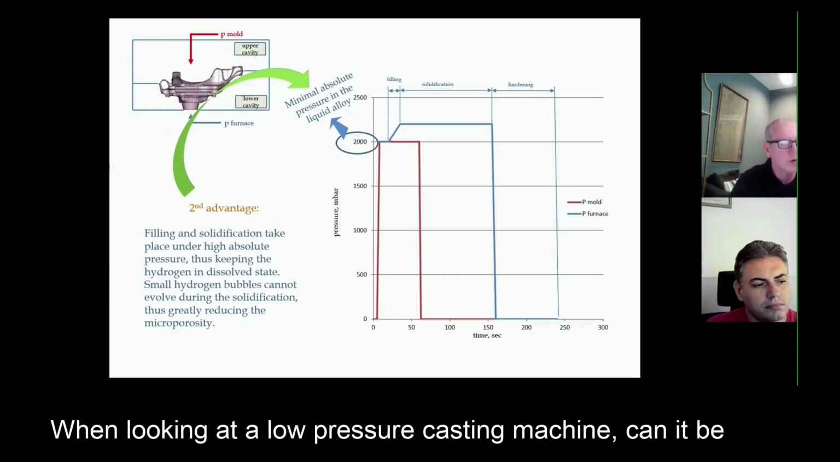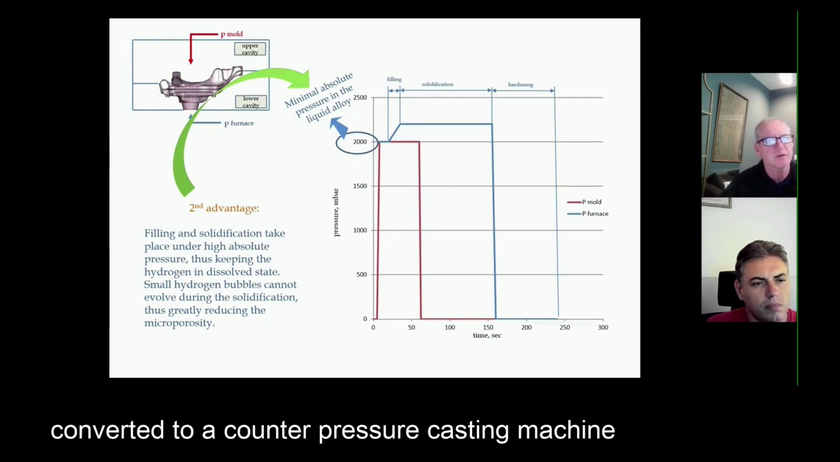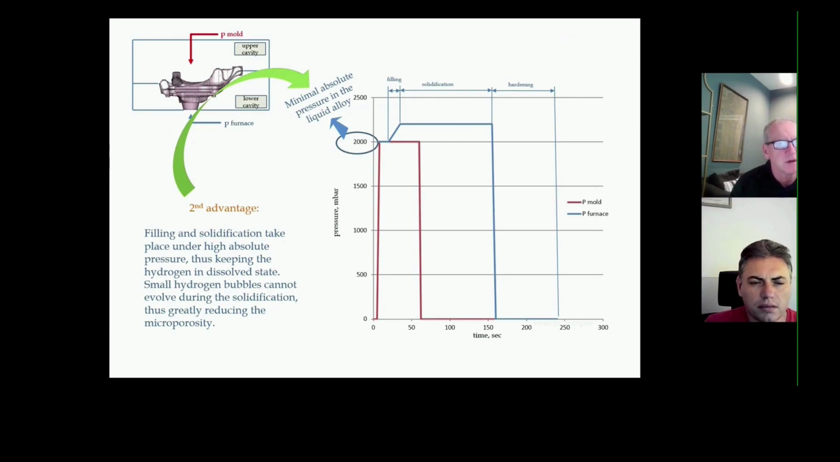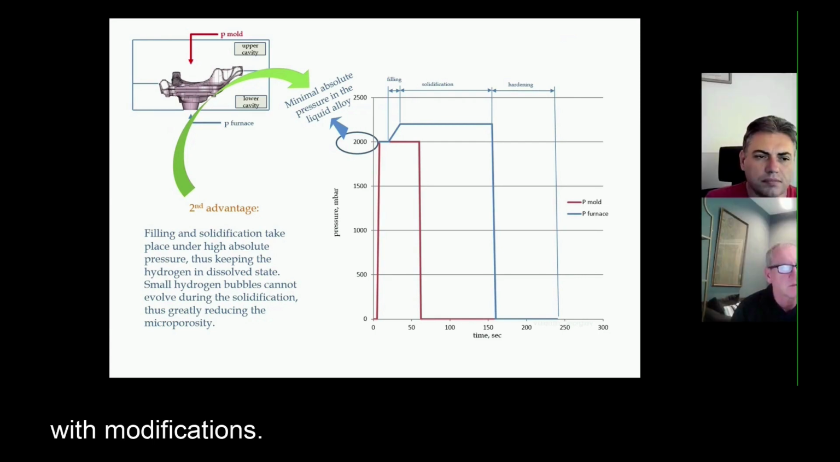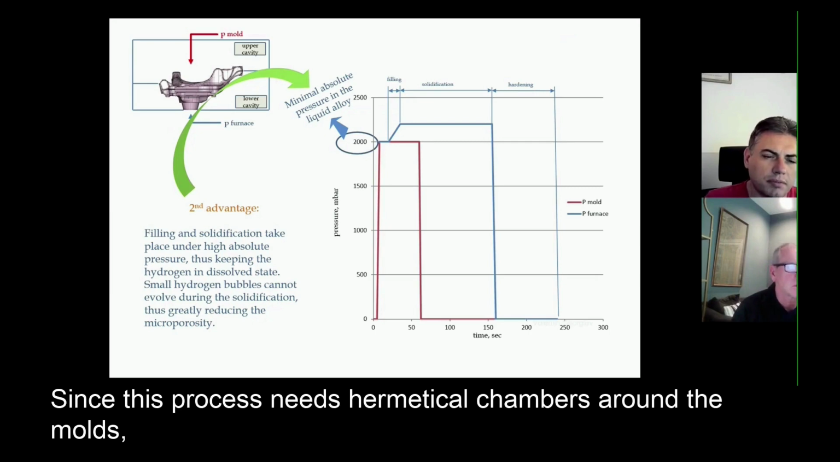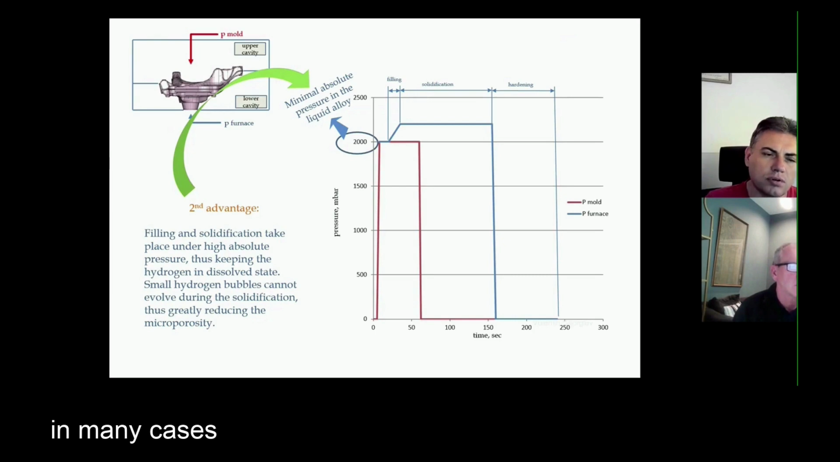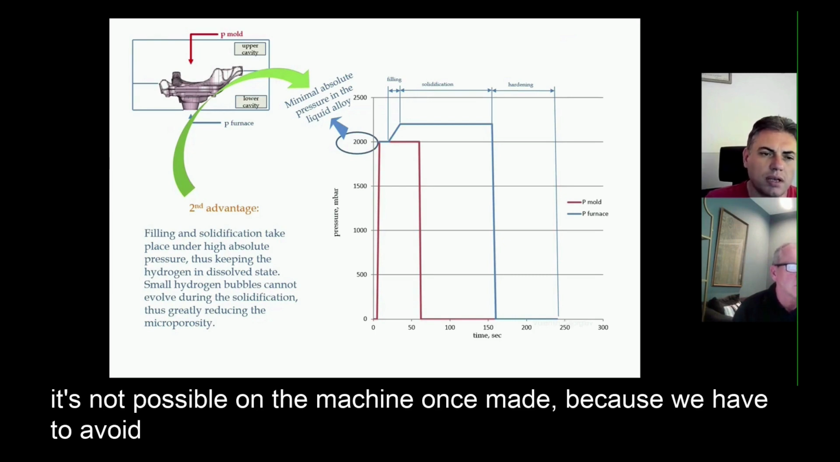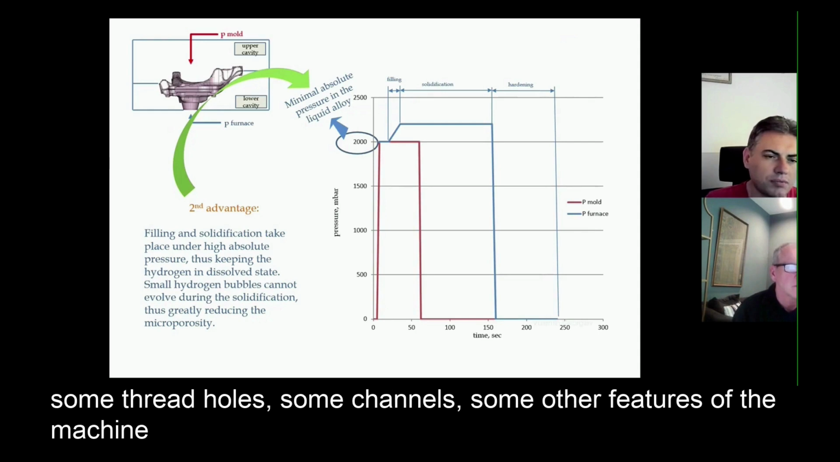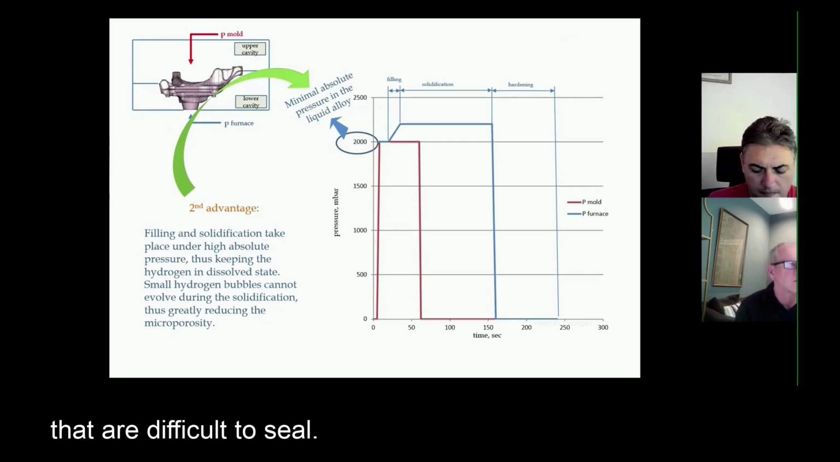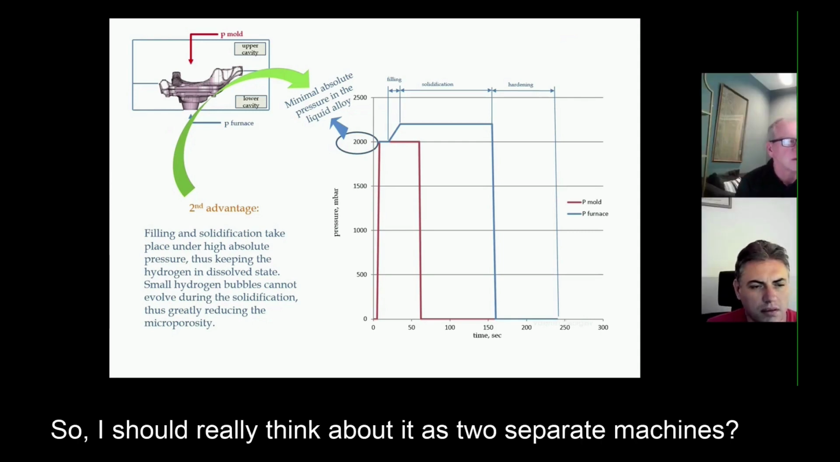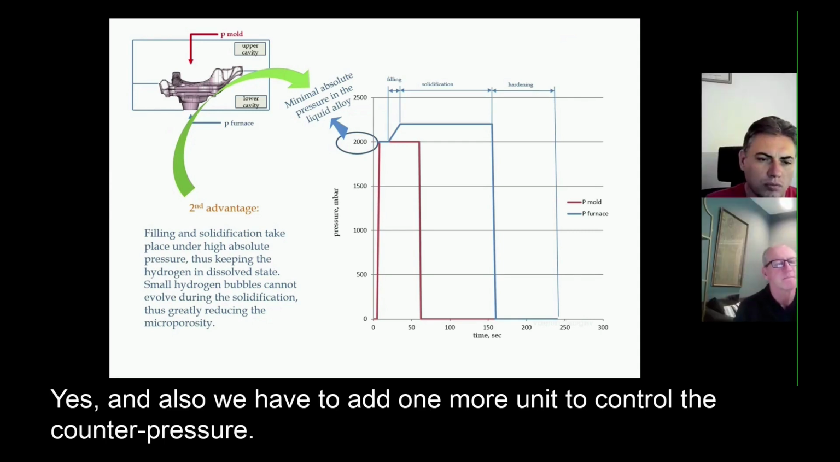When looking at a low pressure casting machine, can it be converted to a counter pressure casting machine, or is it completely different? Theoretically, yes, with modifications. Since this process needs hermetical chambers around the molds, in many cases it's not possible on the machine once made, because we have to avoid some holes, some channels, some other features on the machine that are difficult to seal. So I should really think about it as two separate machines. Yes, and also we have to add one more unit to control the counter pressure.